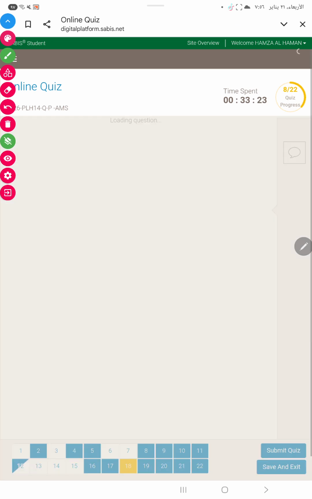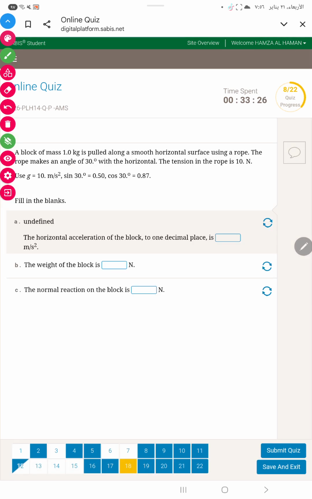Now question number 18. A block of mass 1 kilogram is pulled along a smooth horizontal surface using a rope. The rope makes an angle 30 with the horizontal. The tension in the rope is 10 newtons. Fill in the blanks. The horizontal acceleration of the block to 1 decimal place is. So the free body diagram of the block, this is the block. It's being pulled by a force at an angle 30. So here 30, and the force is 10 newtons.